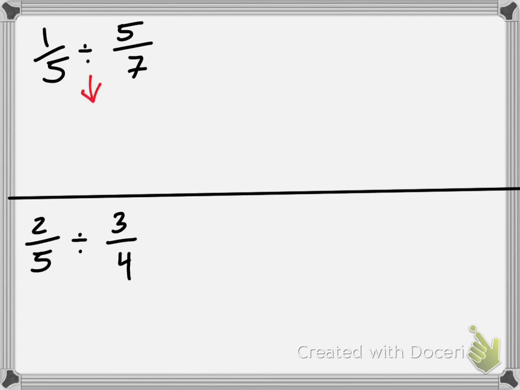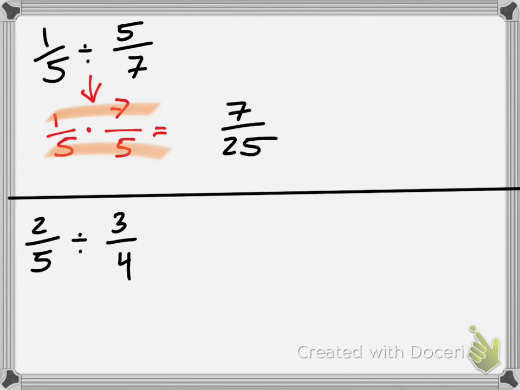Ella, read this to me as keep, change, flip. So you're gonna Kentucky Chicken Fried, which is you're gonna keep the 1/5, and you're gonna change the dividing sign to multiplying sign because then it goes change. And then for flip, you're gonna flip 7 and 5, so it's 7 flips. Excellent. And then I'm gonna across multiply. Lucas, when I across multiply 1 and 7 and 5 and 5, what do I get? You will get 7 over 25. Perfect. And we can't make it any smaller.